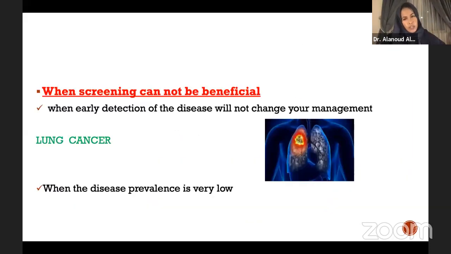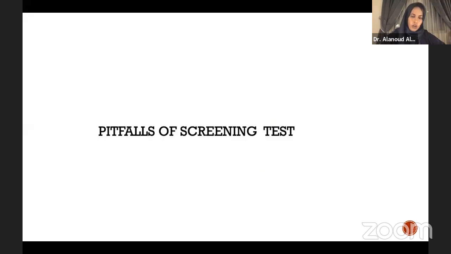Sometimes screening is not that beneficial when it's late in the disease course, or with certain diseases, maybe like lung cancer, where screening early will not change much because the outcome is not going to change by early screening and intervention, and when the prevalence is very low.